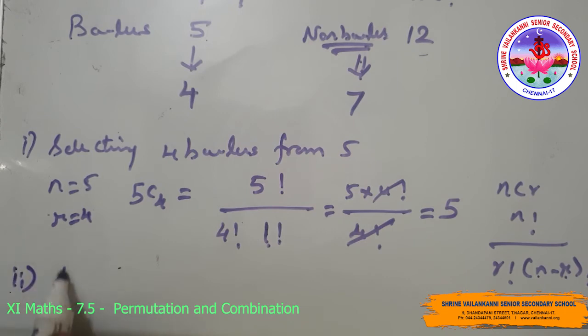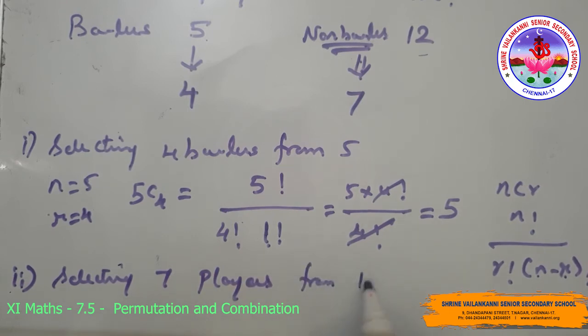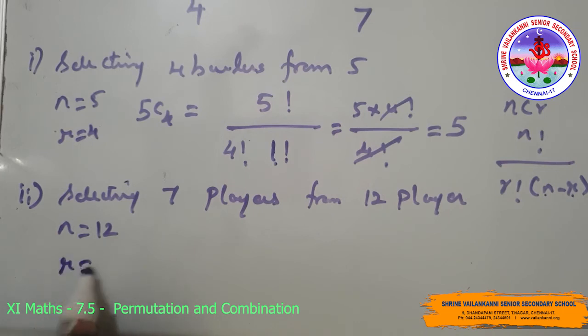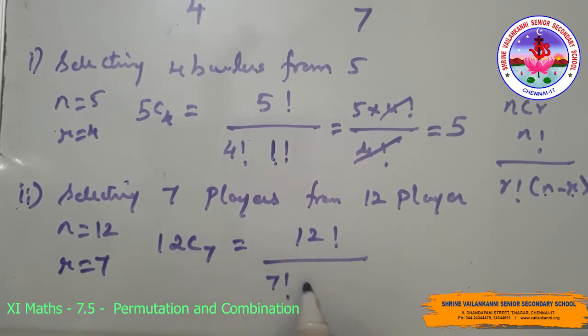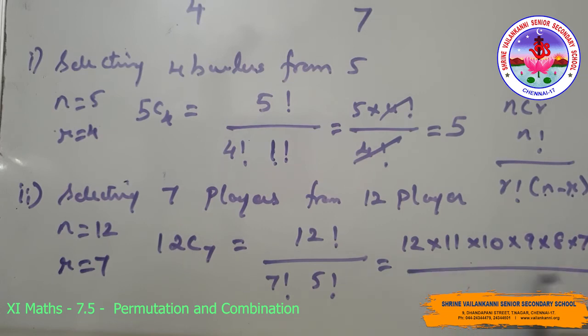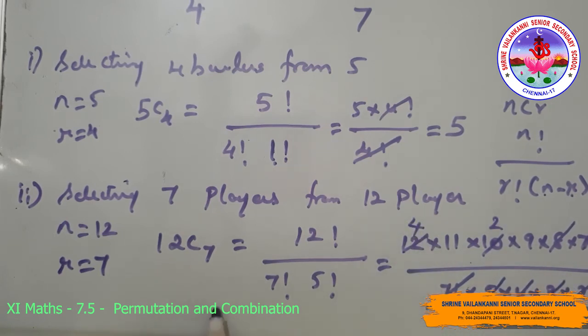Then the second part is selecting 7 players from the rest of 12 players. So N is 12, R is 7. 12C7 is 12 factorial by 7 factorial into 12 minus 7, which is 5 factorial. So 12 into 11 into 10 into 9 into 8 into 7 factorial by 7 factorial, and we can write 5 factorial as 5 into 4 into 3 into 2 into 1. So 7 factorial will get cancelled. Then 4 into 2, 8, and 8 will get cancelled. Then 5, 10 cancel to 2. Then 3 and 12, which is 4.